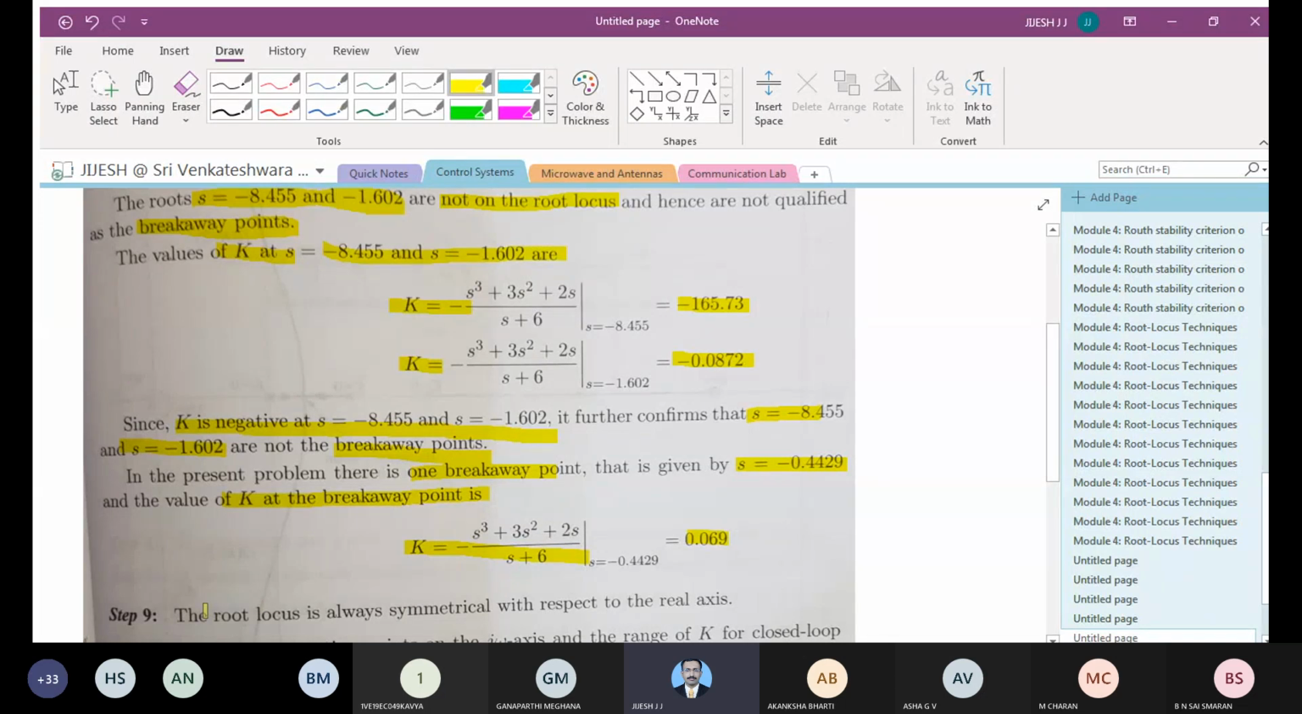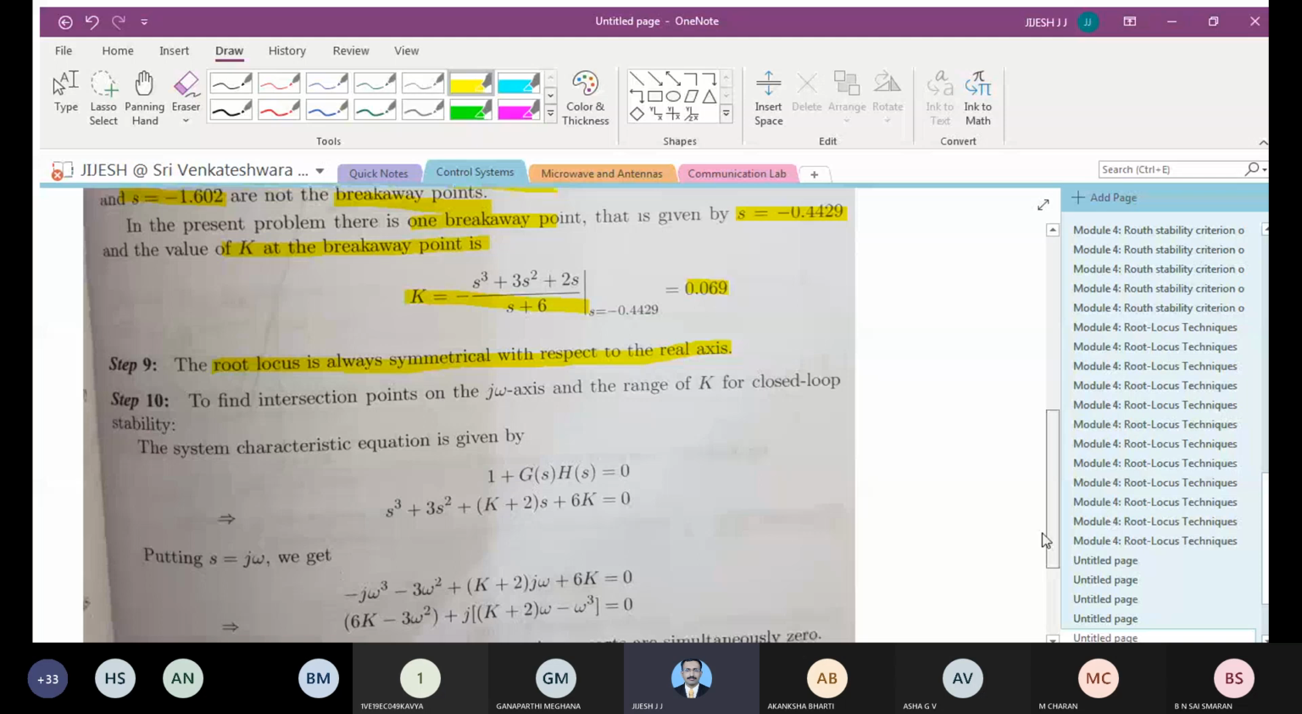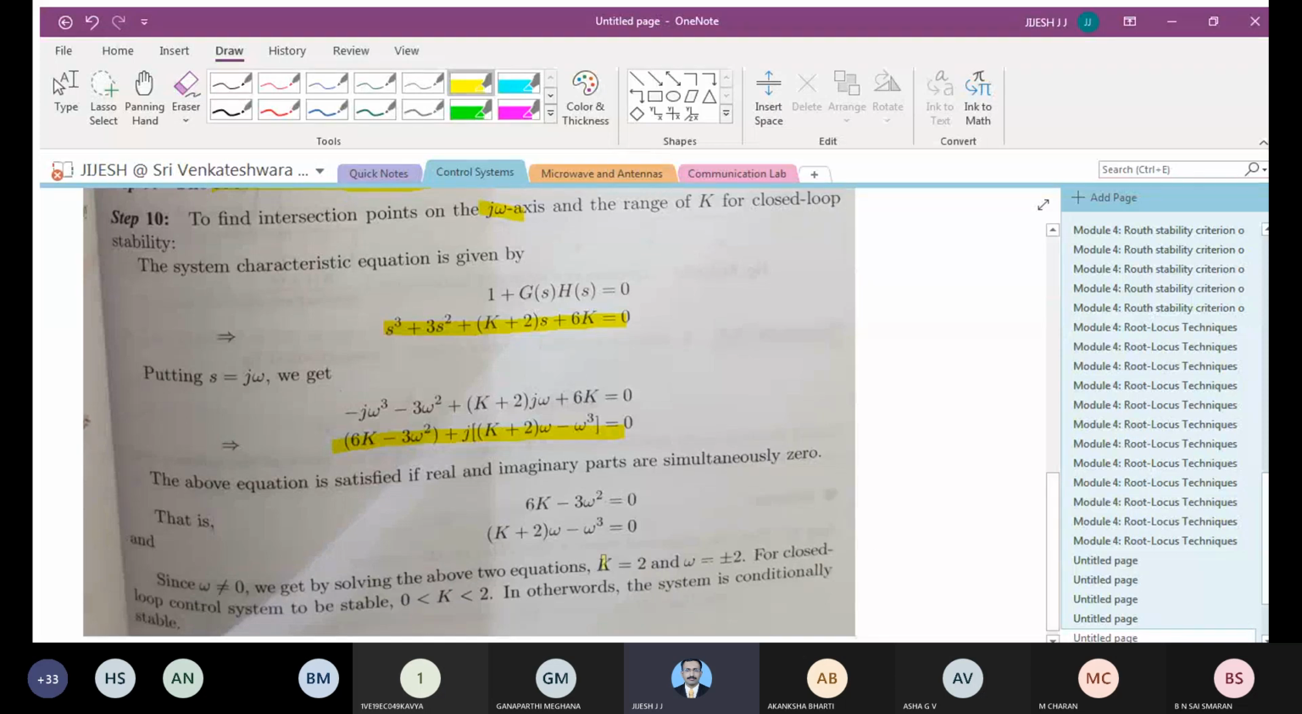As normal case, you can write it as root locus is always symmetrical with respect to the real axis, and you need to find out the intersection points by substituting j omega. So all of you can substitute j omega and complete this. Take the characteristic equation, substitute j omega and find out the value of omega and k. When you complete that, you get it as k is equal to 2 and omega is plus or minus 2. Which you can say that the system is stable for 0 less than k less than 2, and otherwise it is conditionally stable. So I will stop it here.